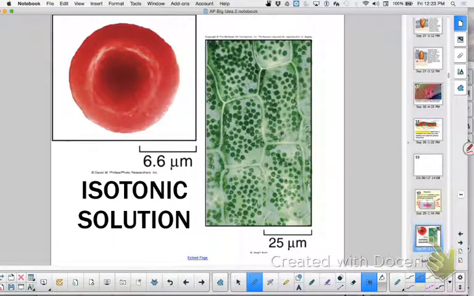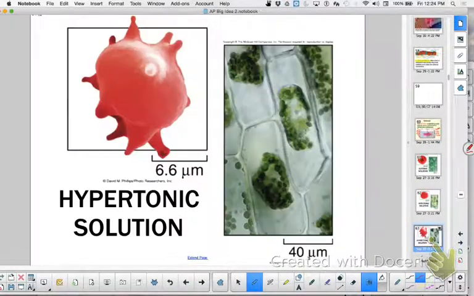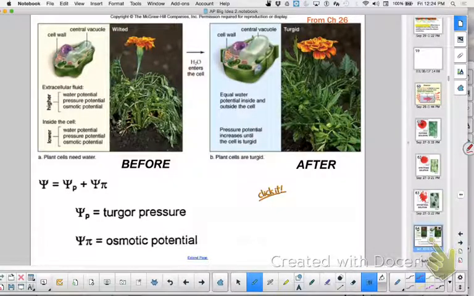Okay, and so then isotonic solution is same. Now, it could be same because it has the same osmotic pressure on either side, and that could be generated by a plant cell wall pushing back, even though it is a more hypertonic solution inside. Do you understand what I just said? Okay. And then hypotonic solution makes the cells swell. Hypertonic solution, crenation. All right, then we talk about water potential.